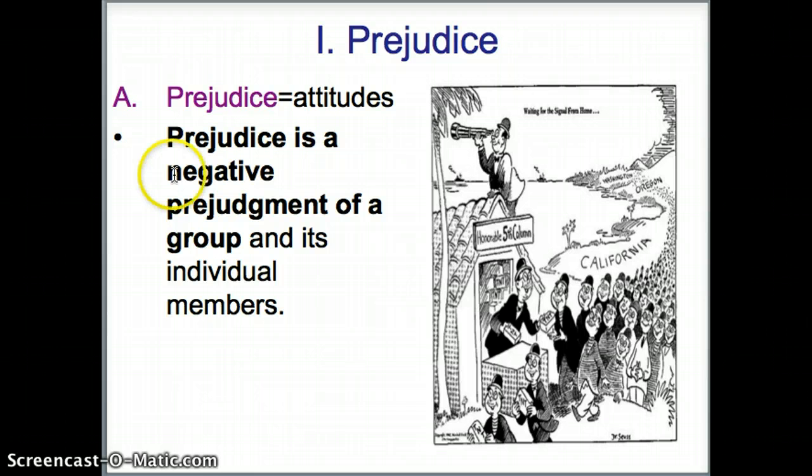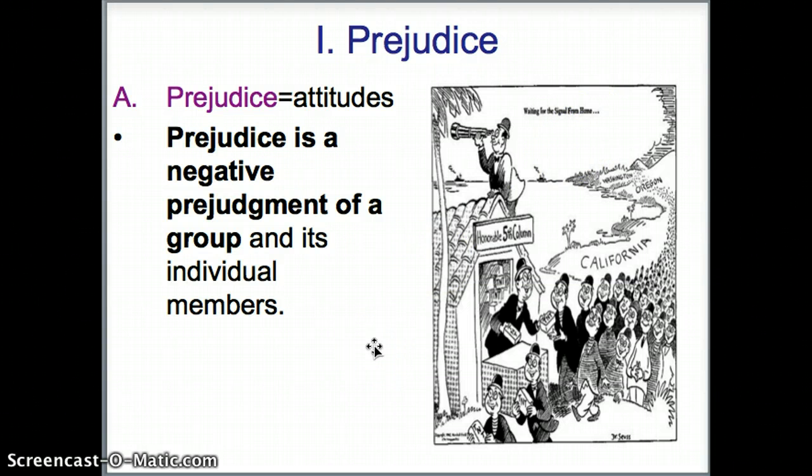I have here a cartoon by Dr. Seuss. It's not the Cat in the Hat or things that we might be used to in terms of Dr. Seuss. He actually did a lot of cartooning that was used during World War II as part of sort of war propaganda and the war effort. And what he has here is the honorable fifth column, a long line of stereotypically depicted Japanese people or Asian people, and it says here, waiting for the signal from home.